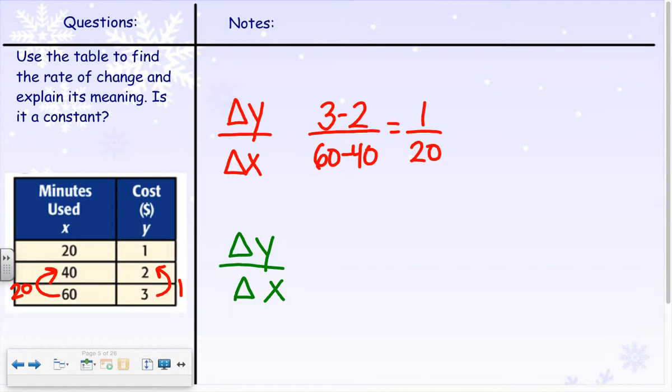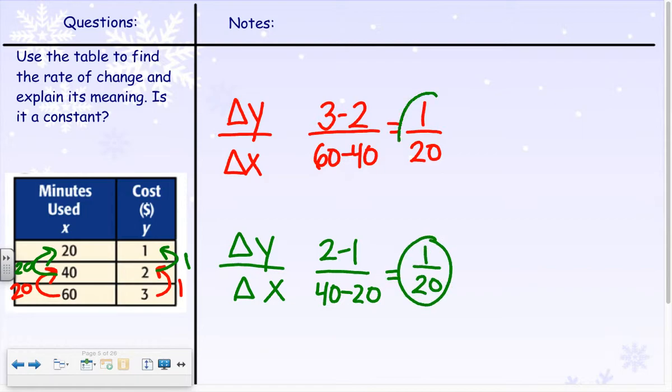All right, so let's look at the next one. So 2 minus 1 over 40 minus 20, which is going to give us 20 again. So 1 over 20 and 1 over 20. The rates of change are the same, so therefore it is constant.